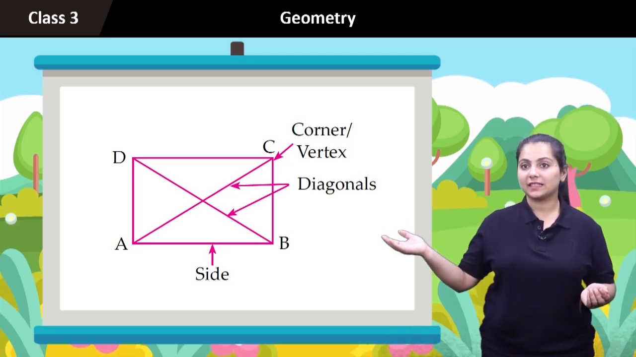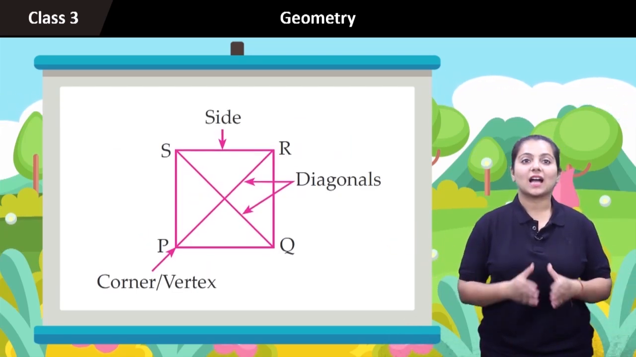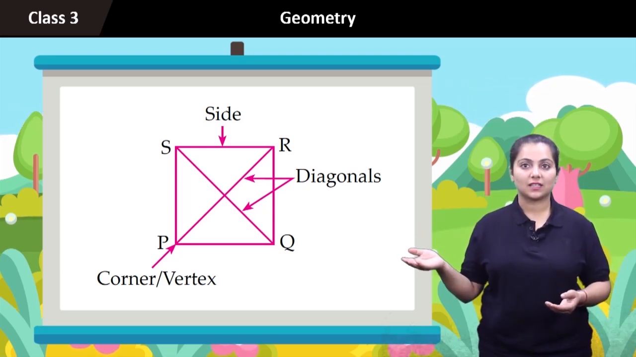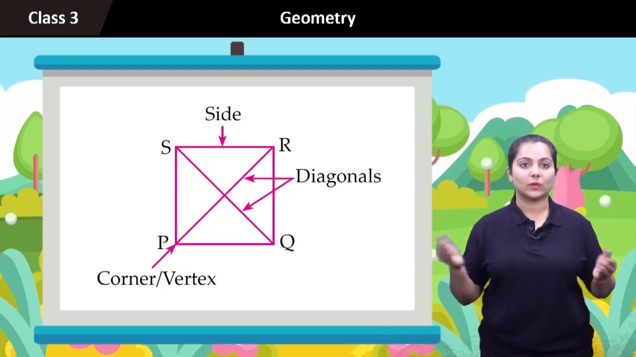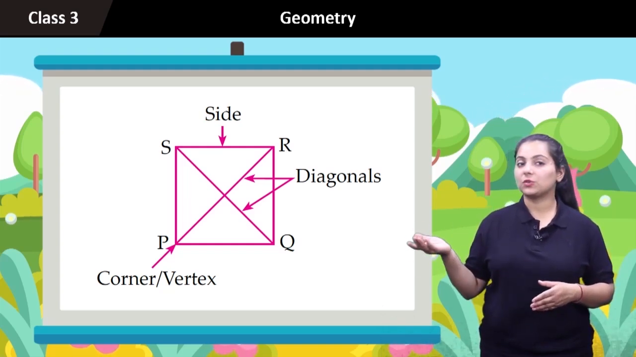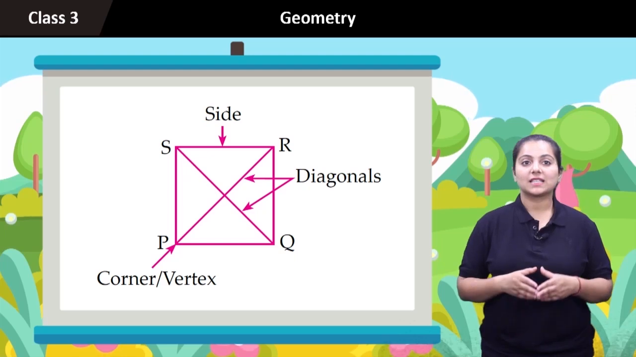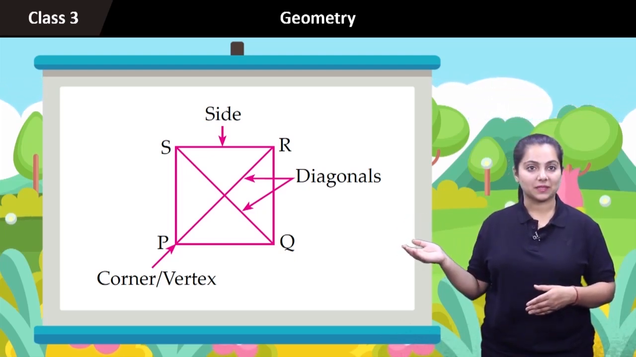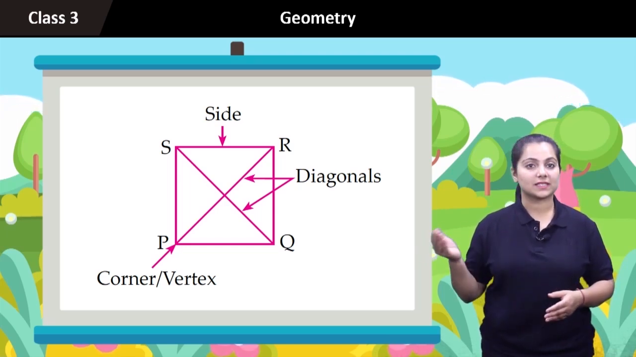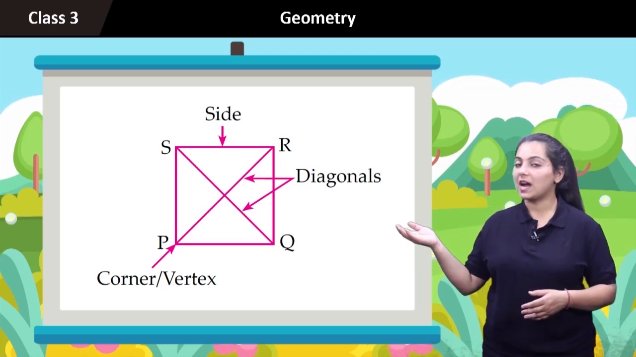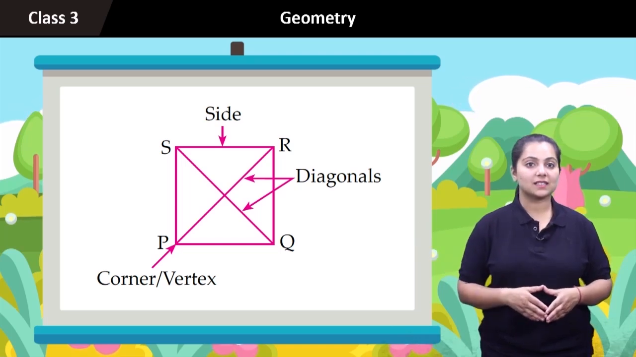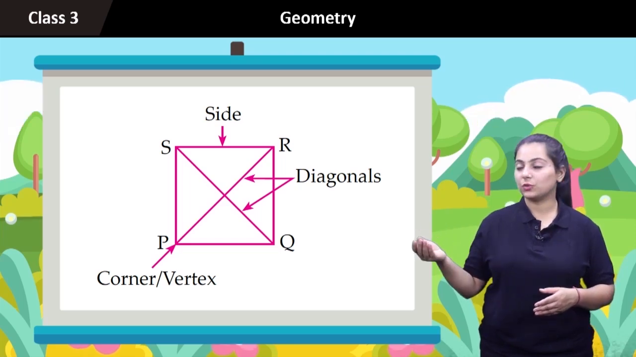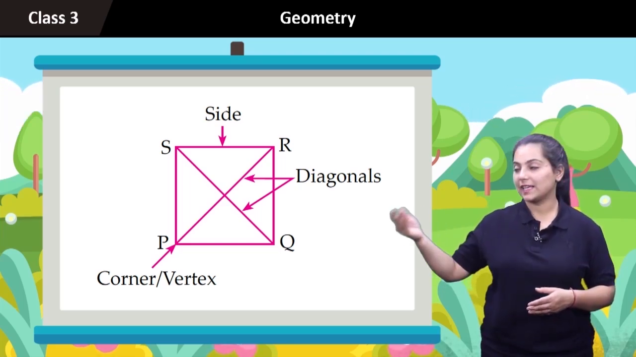Opposite sides are equal. Square. A square has 4 sides, 4 corners and 2 diagonals. All sides of a square are equal. Here, PQRS is a square. Sides PQ, QR, RS and SP. Corners or vertices P, Q, R and S. Diagonals PR and QS. PQ, QR, RS and SP, all sides are equal.